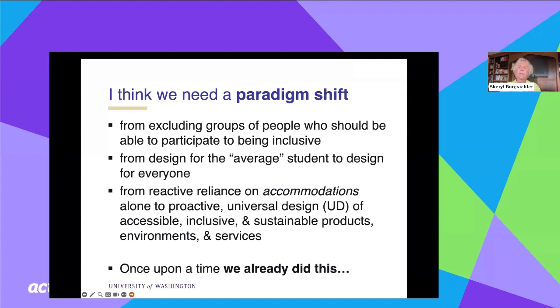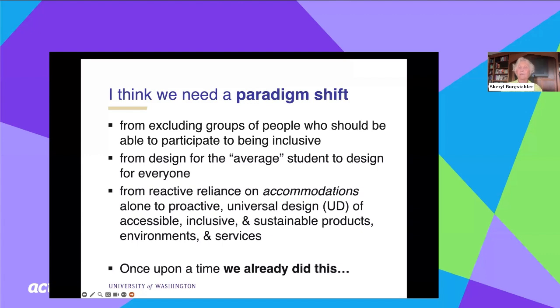So what I think is we need a paradigm shift from excluding groups of people who should be able to participate to making it more inclusive. So rather than just think, well, we don't really know much about people who have blindness or people who are deaf or have mobility impairments, we don't really know a lot about that, so we're not going to deal with it. But I think we need to deal with that. We need to think about that and draw on resources as necessary to make things happen.